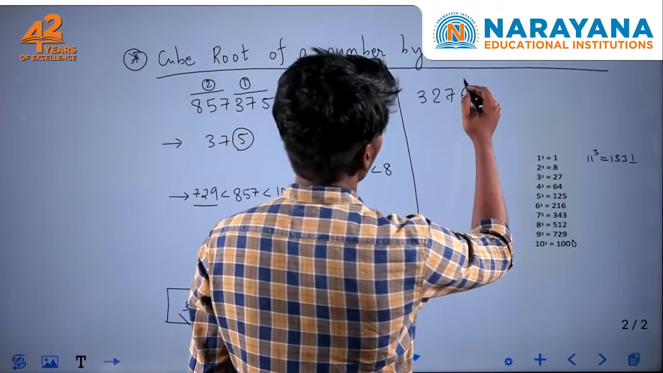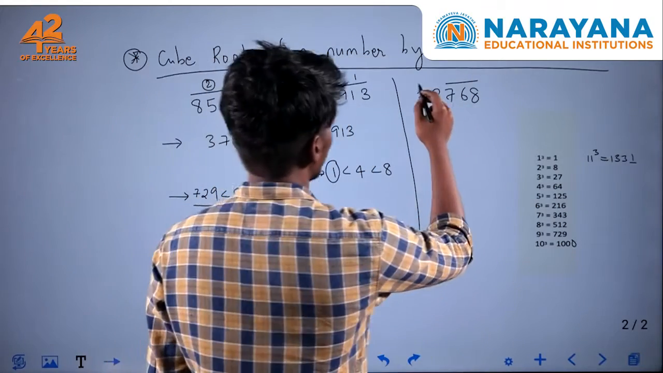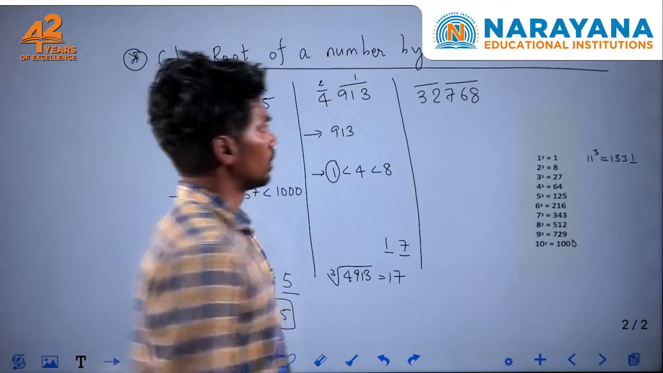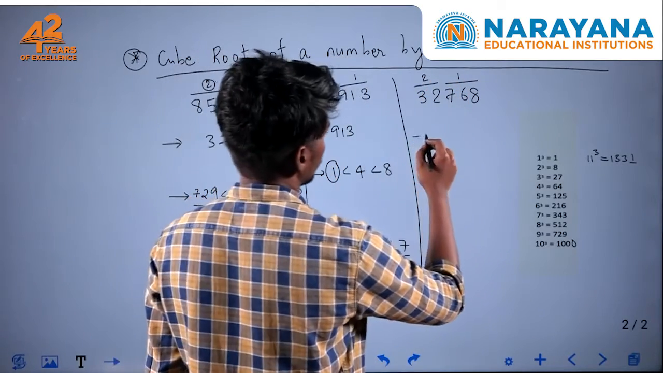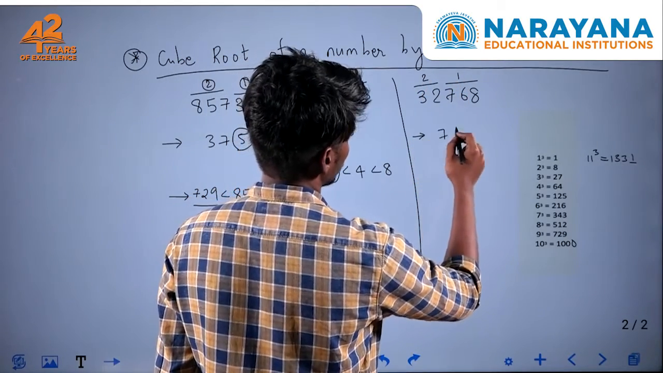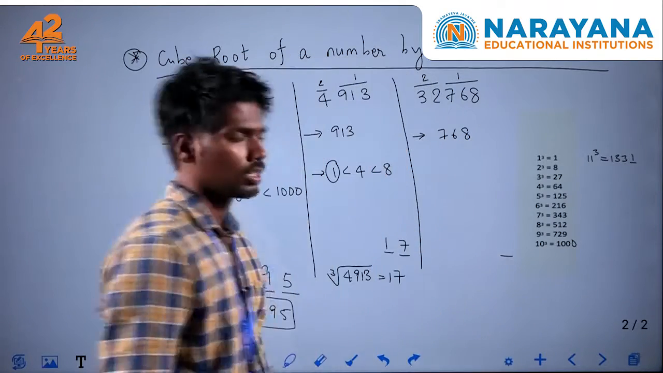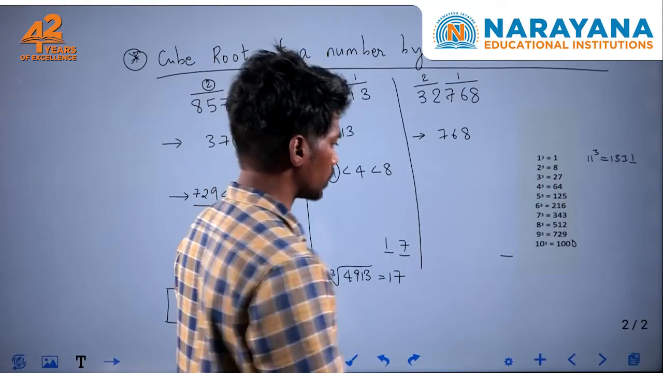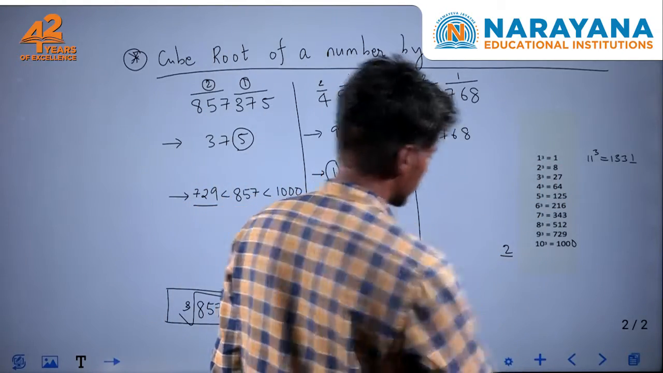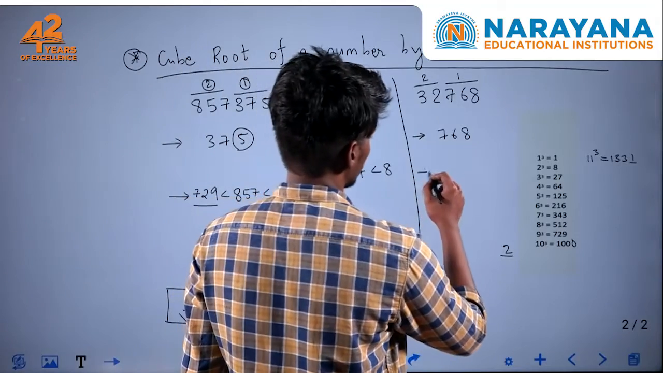We will go to the third and the last one. Again we will form groups of 3 starting from the end. So you have 768 as your first group and you have 32 as your second one. So we will take the first one, 768. It ends with 8. Therefore see, the cube of which number ends with 8? The cube of 2. Therefore in your answer also the units place would be 2.